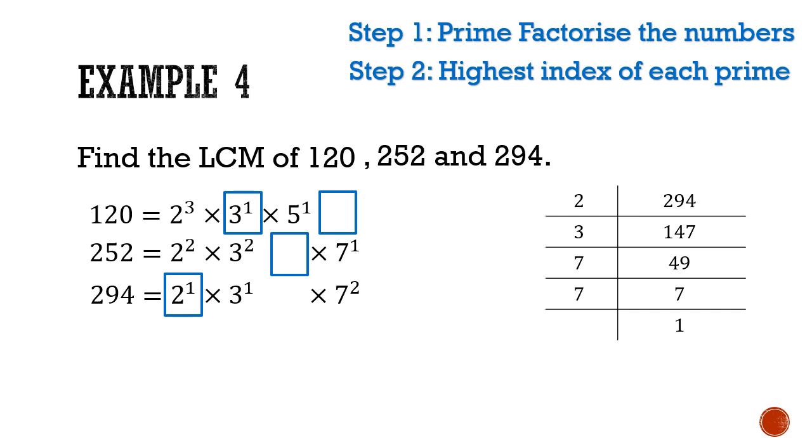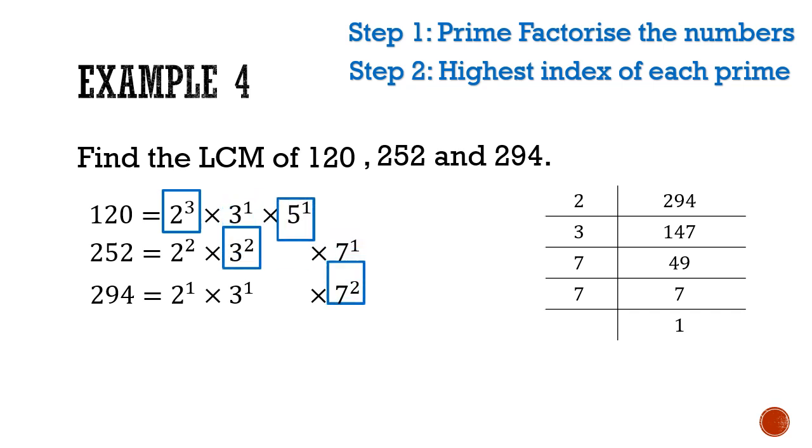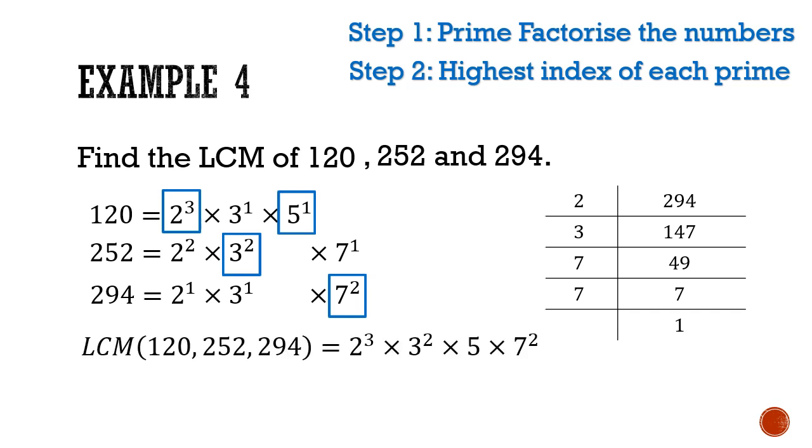Now, what I've circled is the lowest index. That was for HCF. But since we want the highest index, instead of 2 to the power of 1, we now want 2 cubed. Similarly, for the other 3 prime factors, we'll want 3 squared, 5 to the power of 1, and 7 squared. This tells us that the LCM is equal to 2 cubed times 3 squared times 5 to the power of 1 times 7 squared. That gives us 17,640.